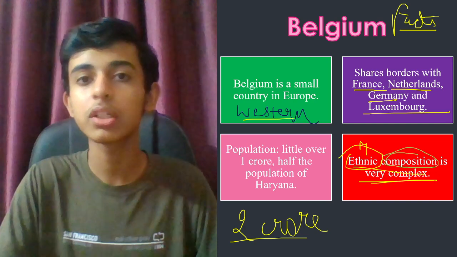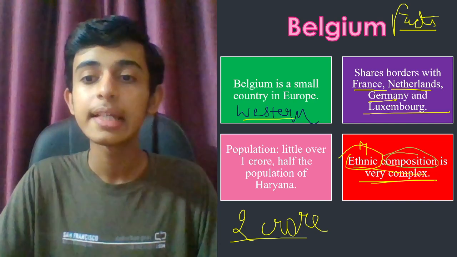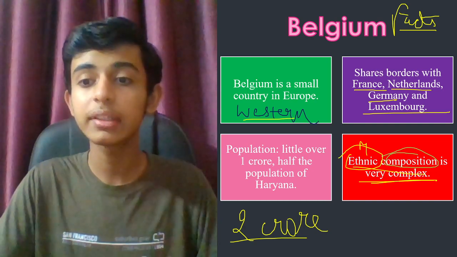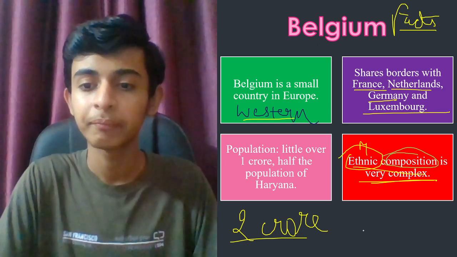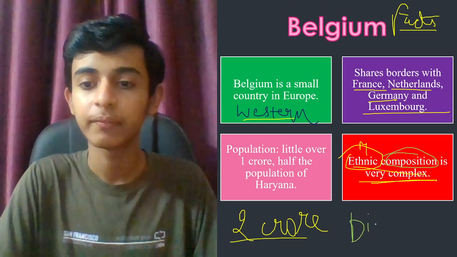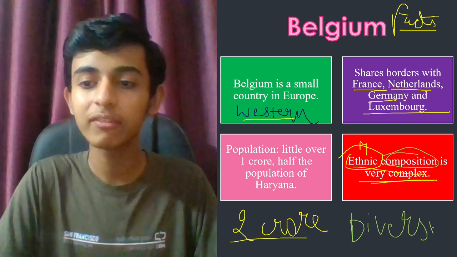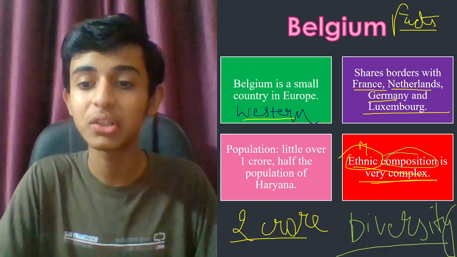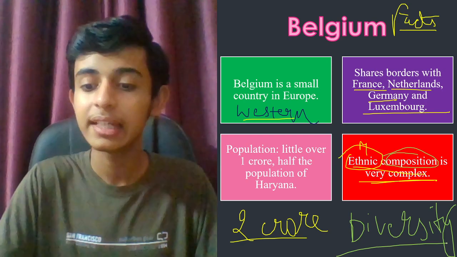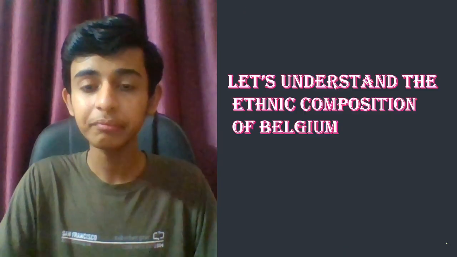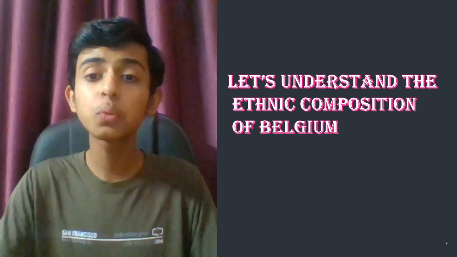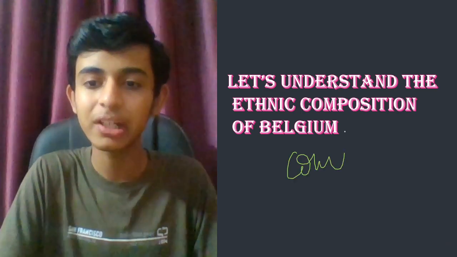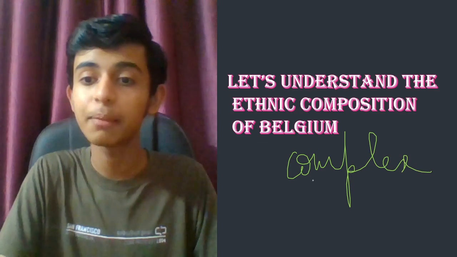Now ethnic composition means people having the same culture. That composition was very complex because of the diversity. Now you will say in India also we have diversity, but everything is accepted. There it wasn't that case. Let's see now. We'll be understanding the ethnic composition of Belgium. What was so complex in Belgium that we are studying about it?